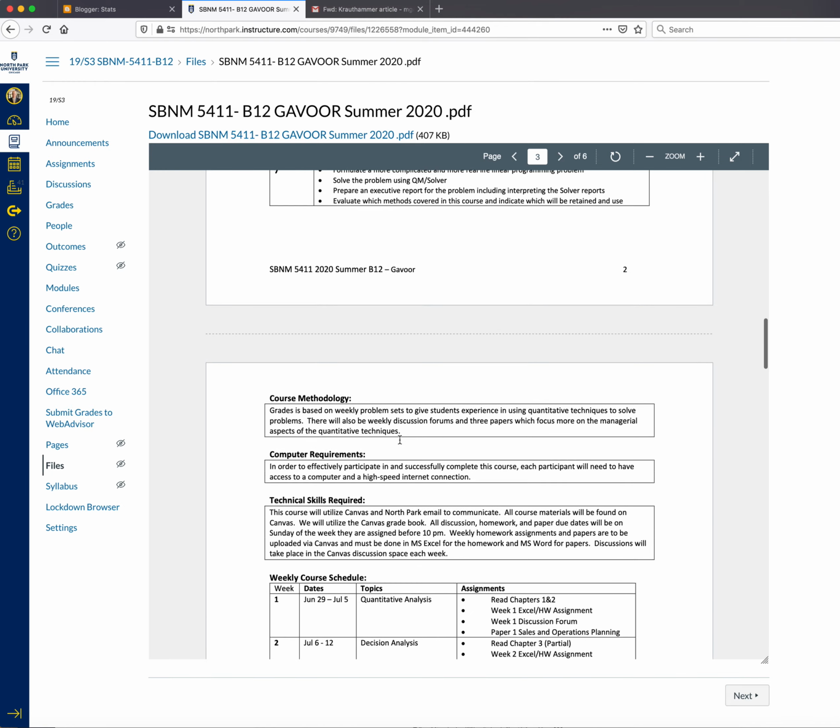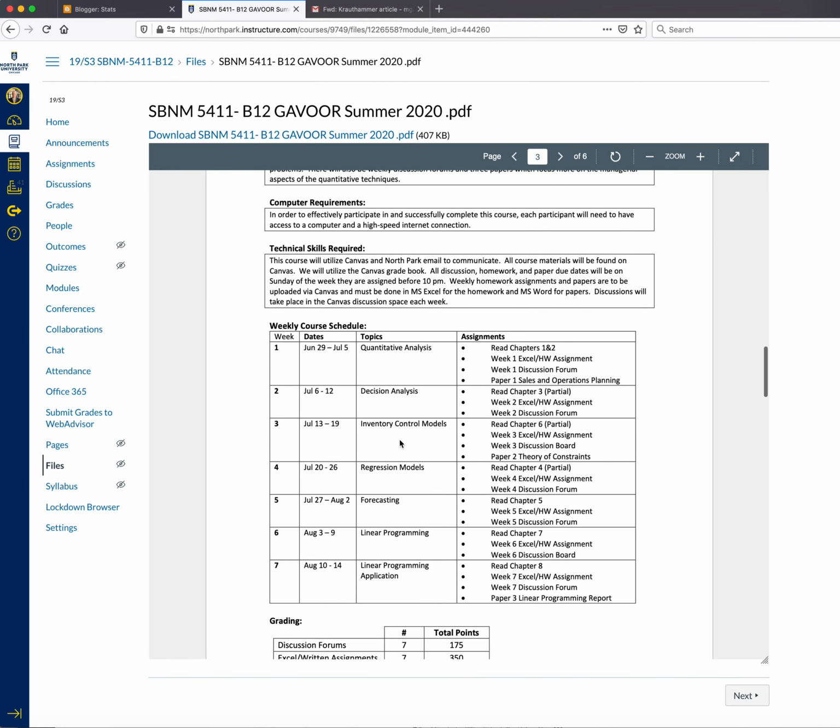So it's a 7-week course. It's pretty simple. We're going to go through chapters 1, 2, 3, 6, 4, 5, 7, 8. And the topics we're going to cover are just an introduction to quantitative analysis and a little bit about statistics, very little about probability and statistics actually, in chapter 2. We're going to talk about decision analysis, which is probably something you hadn't really thought of before, and it's kind of a nice way of looking at it.